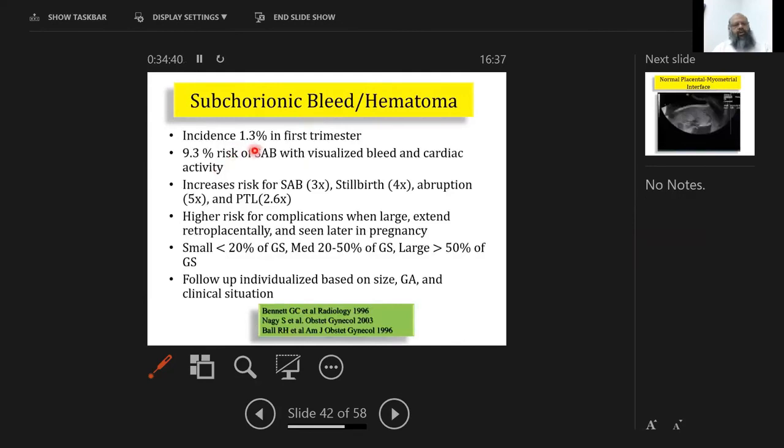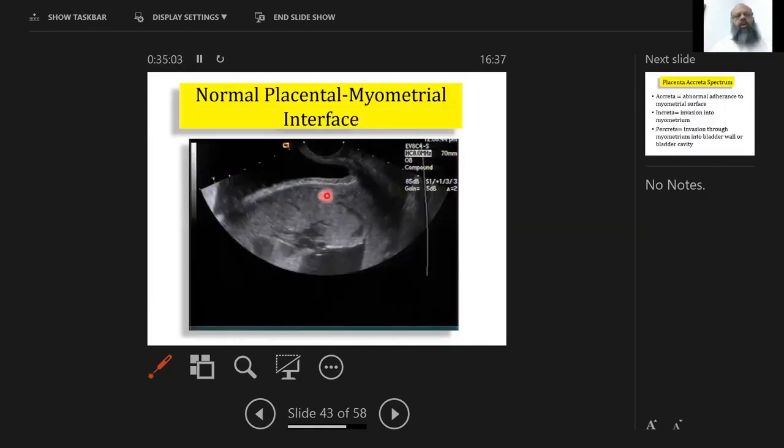Incidence is 1.3% in first trimester, and we can see 9.3% risk of subchorionic bleeds with visualized bleed and cardiac activity. Increased risk is there, which can cause some of the abruptions. This is normal myometrium and placenta.